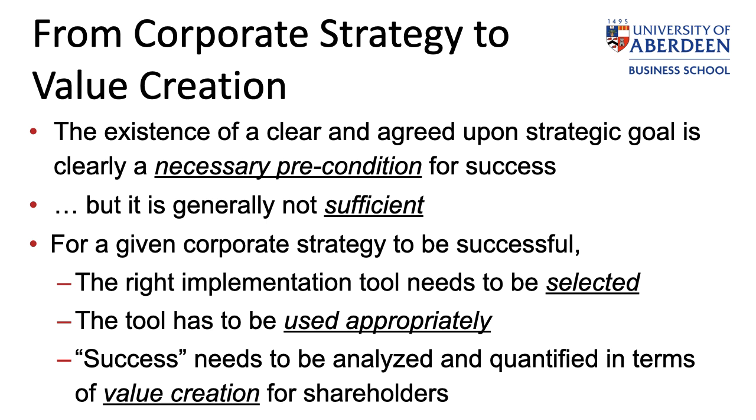And now we're linking it to the previous episode. There has to be a clear and agreed strategic goal. That's a necessary precondition for success. What is the alliance set up to do? But this is generally not sufficient. For a given corporate strategy to be successful, it has to be implemented adequately, of course, and the tool has to be used appropriately. Success needs to be analyzed and quantified in terms of value creation for stakeholders. If value creation doesn't exist in the long term, then the strategic alliance will eventually be disbanded or dismantled. Okay, this is the end of network level strategy.